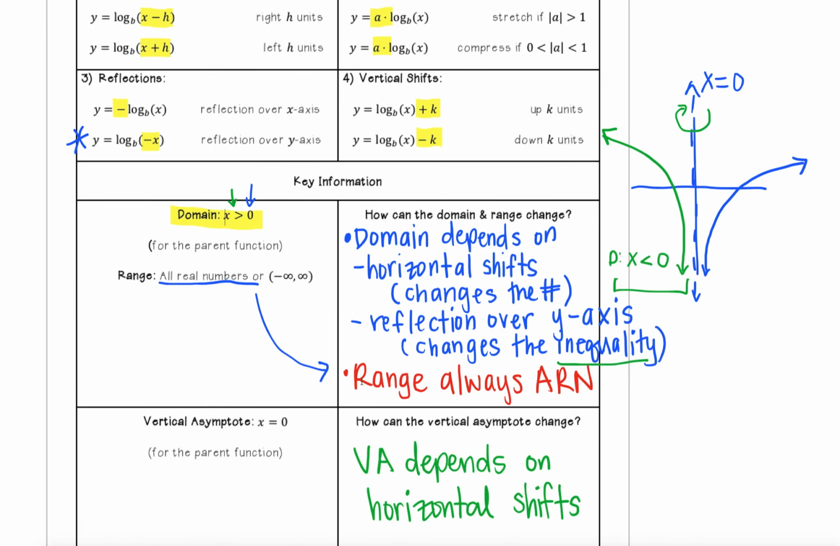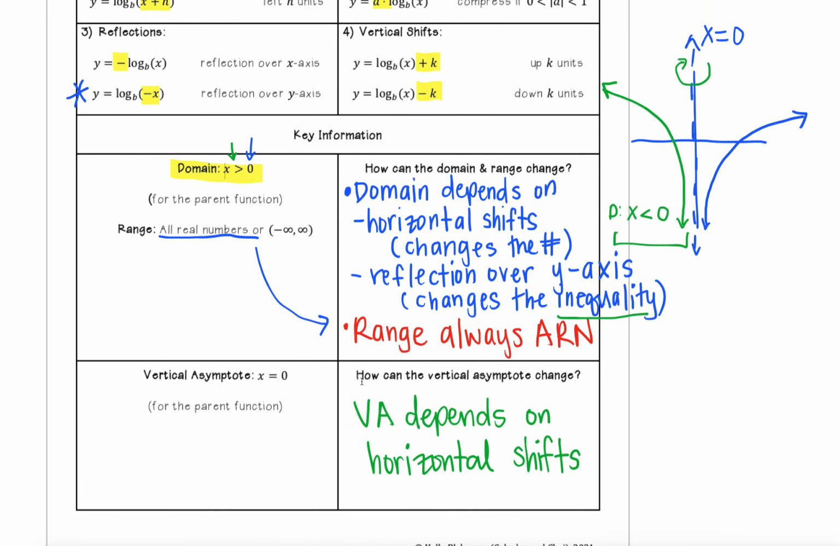Now we've already hinted at it, but the vertical asymptote will change as well, and that vertical asymptote is going to depend on those horizontal shifts. Because if I'm starting off at x equals 0, I can think about it as if I were to put a pencil vertically down on my paper at x equals 0. If I take this pencil and shift it to the left or to the right, then that's going to change the equation of our vertical asymptote.